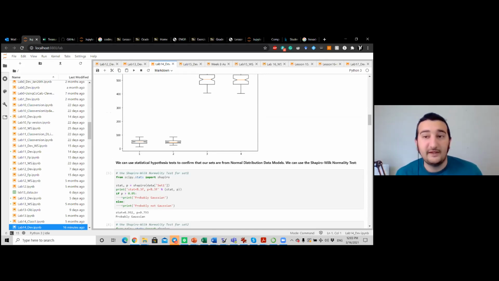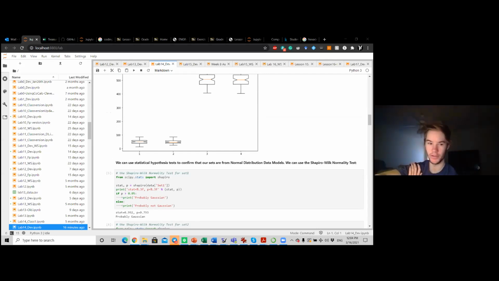Now, based on what you learned today in Dr. Cleveland's lecture, we can use statistical hypothesis tests to confirm that our sets are from normal distribution data models. We can use the Shapiro-Wilk normality test. What is a normality test? A test if our sample is representative of a normal distribution of a population.